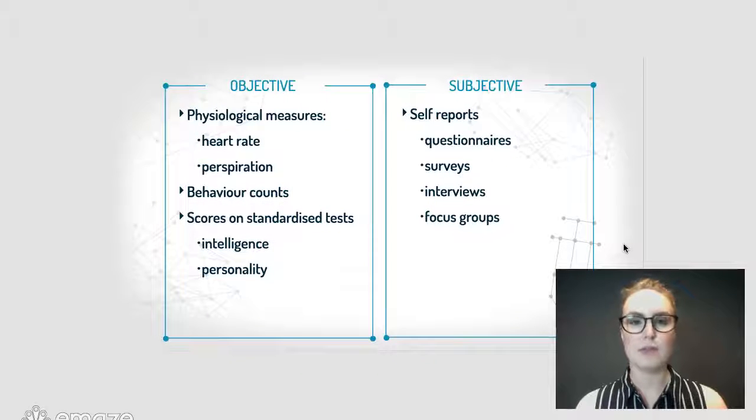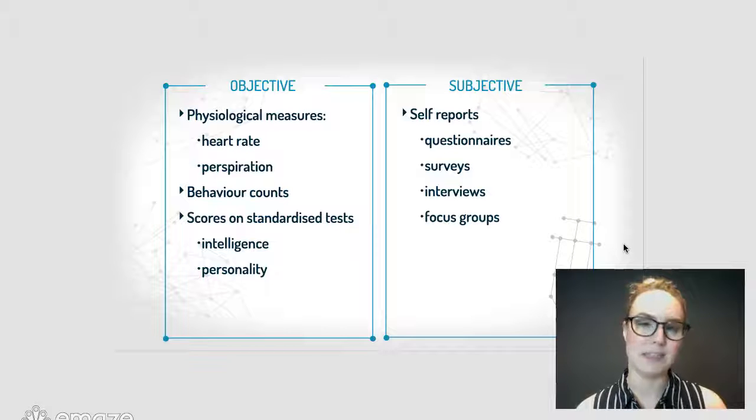Okay, so let's look at a few differences here and some examples. For objective data, you can have things like physiological measures. It could be heart rate, it could be the amount that someone perspires or sweats, and you could be measuring that. It could be a behavioural count, so the number of times that you're performing a certain action. Or it could be a score on some kind of test, and it must be a standardized test. So it could be something like intelligence or personality. On the other hand, subjective. Some examples of self-reports are things like questionnaires, surveys, interviews, and focus groups, and we will be talking about all of these in due course.